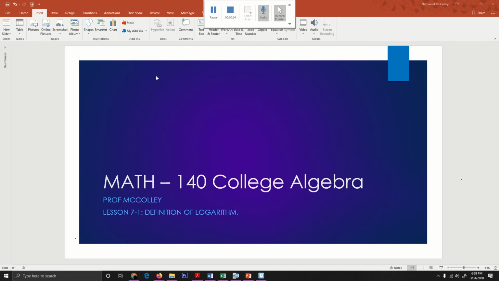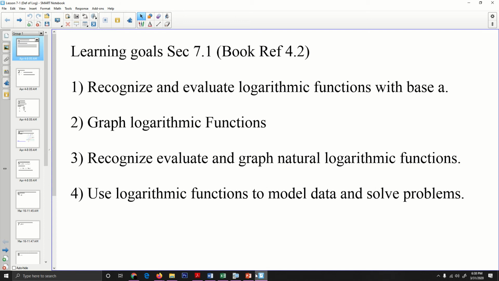I am Professor McCulley, and this is the presentation for Lesson 7.1 Definition of Logarithms. Let's get right to it.